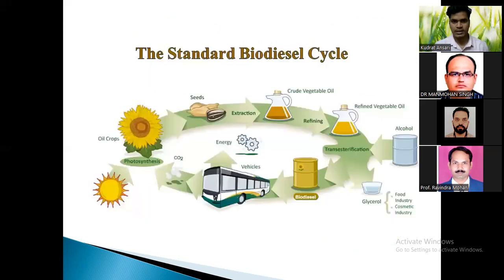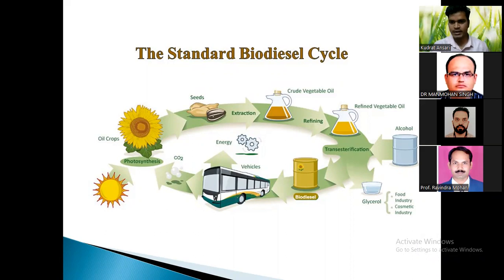Now this is the standard biodiesel cycle. The sunlight comes to the earth and the crops use photosynthesis, and after they grow up, the seeds are extracted from there and converted to crude oil, and then after refining, it goes for transesterification, a reaction with alcohol. And then two products come out. One is glycerol, and the remaining is biodiesel.